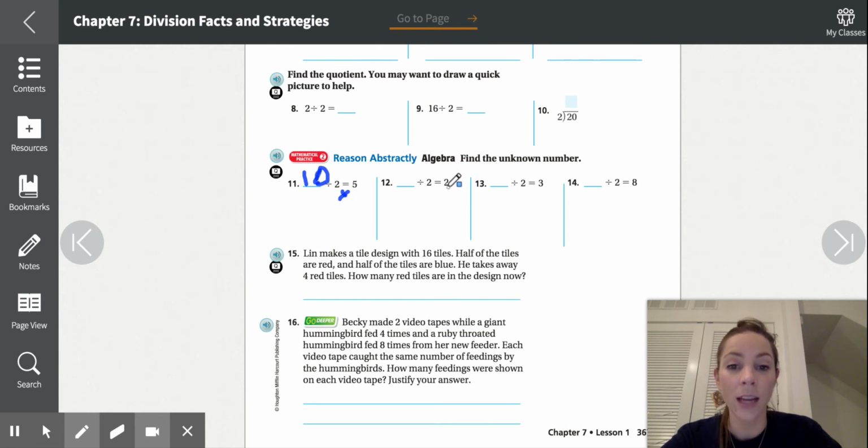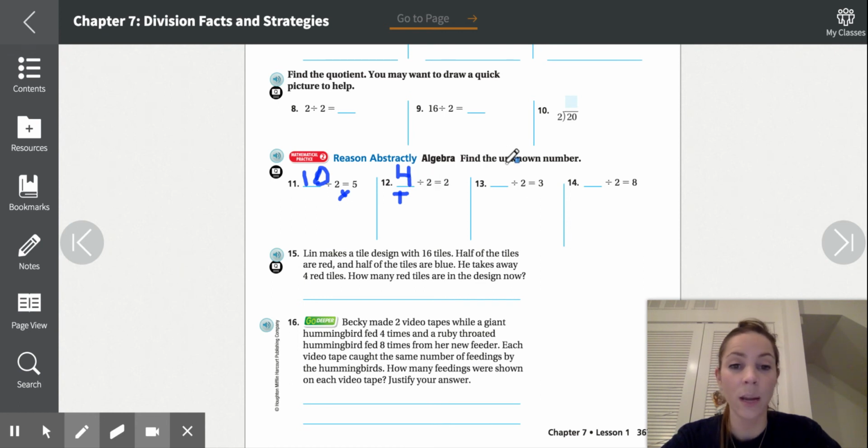So let's do that again here. If I'm missing the total in my division, I can just go backwards and do multiplication from the end. 2 times 2 equals 4. And does it work to go backwards this way now? 4 divided by 2 equals 2.